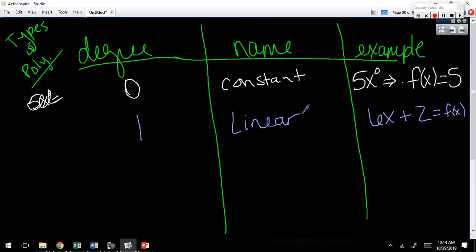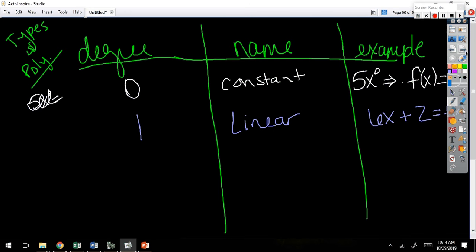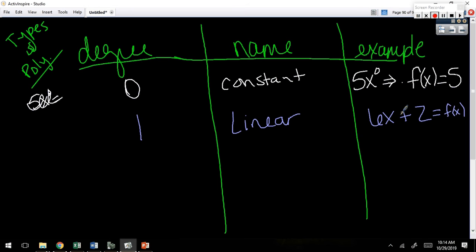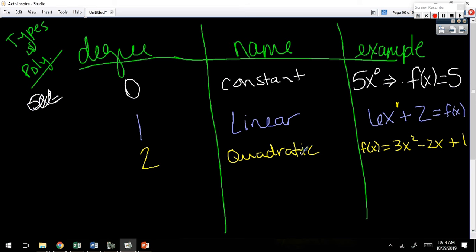Anybody confused so far? Because the biggest exponent here is 1. How about a degree of 2? Give me an example. 3x squared. It's a parabola. Yes, it is a parabola. What's it called? A quadratic. Good job. I told you you knew these.